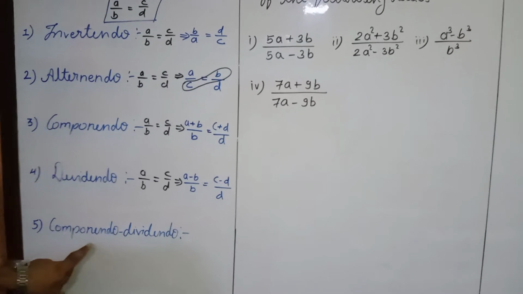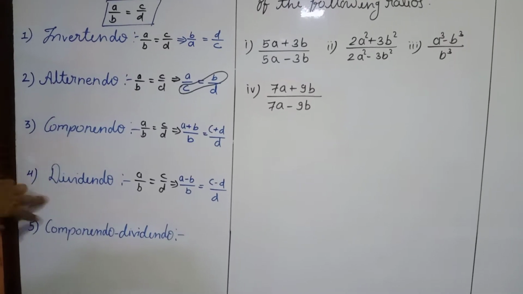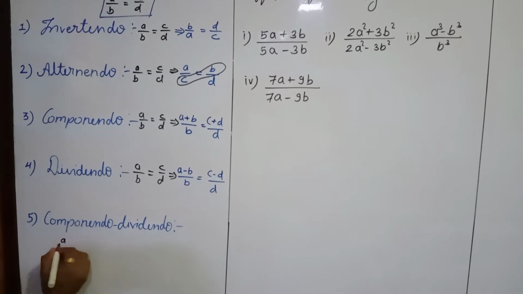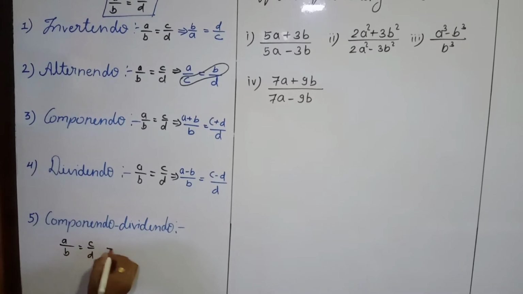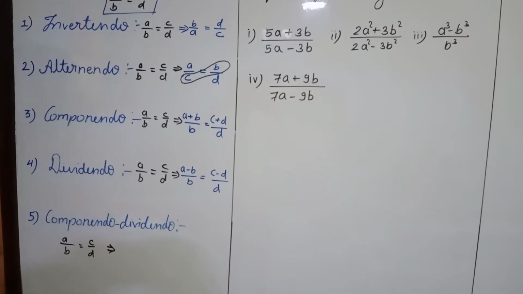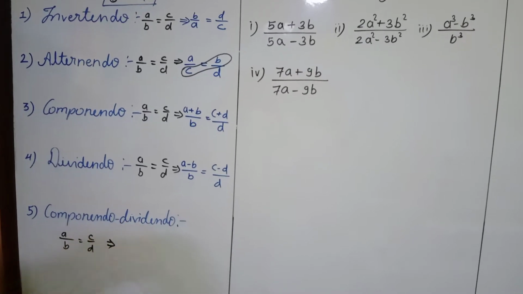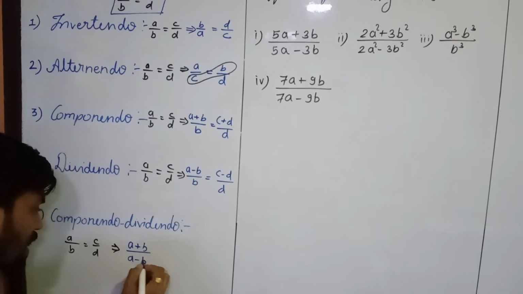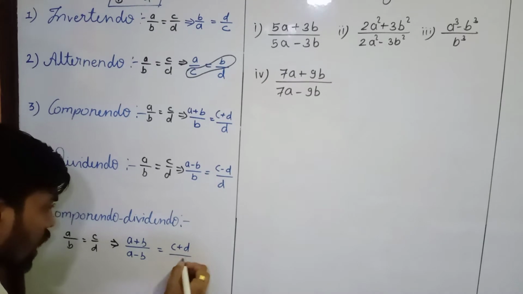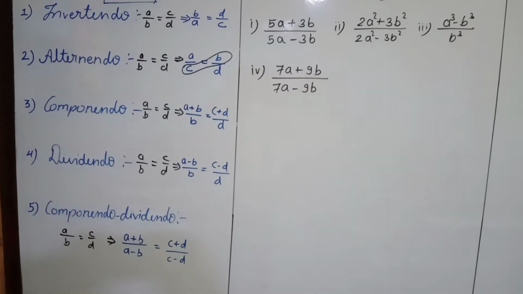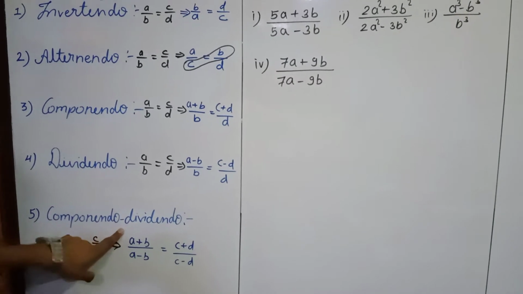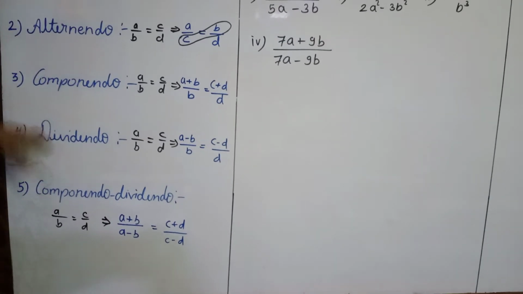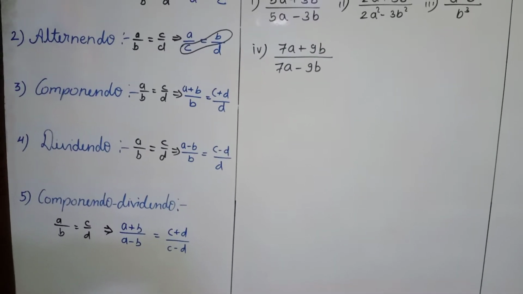Now the last one, componendo and dividendo both; the third and fourth we have to apply at once. So what should we do over there? Suppose A upon B is equal to C upon D, then here we are applying componendo and dividendo both. So A plus B upon A minus B is equal to C plus D upon C minus D, meaning we apply componendo in the numerator and dividendo in the denominator, and in this way we can use these different kinds of mathematical operations on the equal ratio.